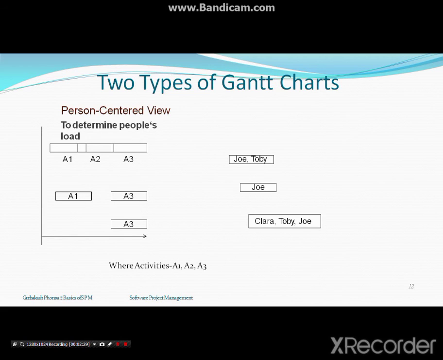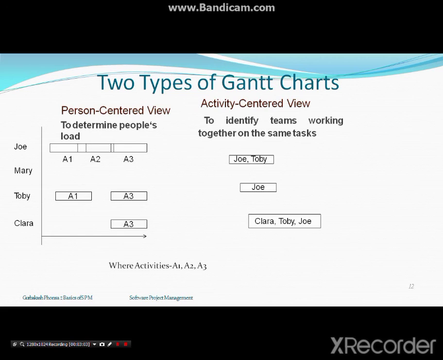Okay, so on the x-axis, let's say there is time, and on the y-axis there are names of the persons who are doing different activities, A1, A2, and A3. Then let's say Joe is doing these activities, then Toby is doing these activities at a certain period of time, and Clara is also doing an activity at the end of 4 months, let's say. So similarly, there is the person-centered view type Gantt chart, and there is also the activity-centered view.